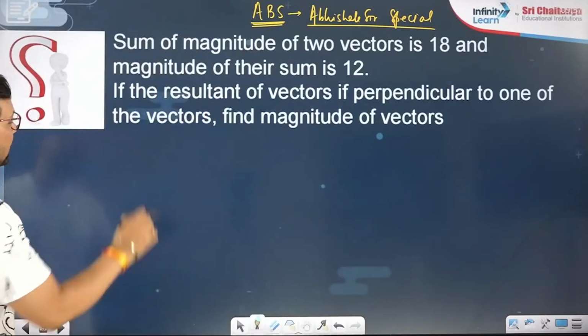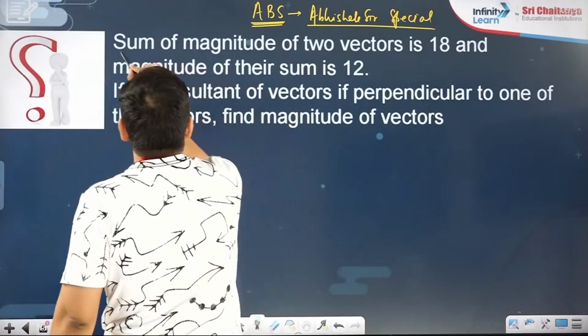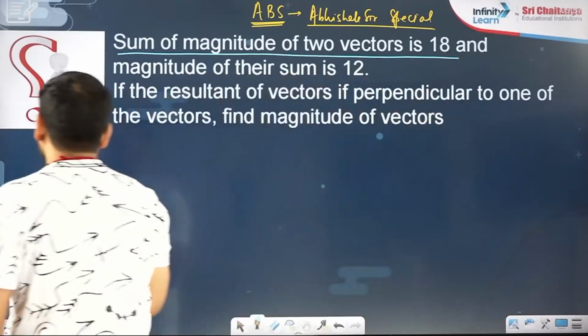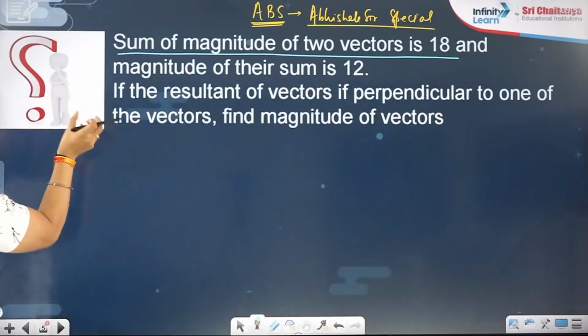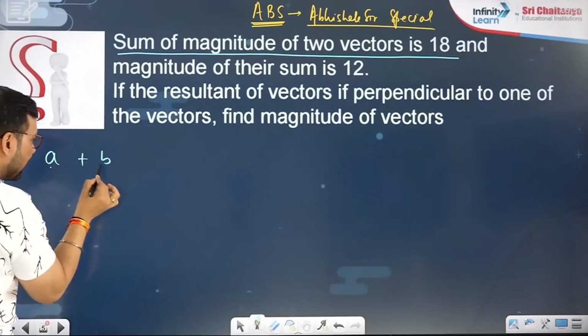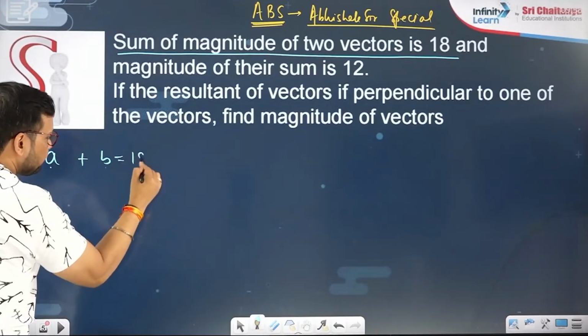Now understand this question. What is given? All of you please try. Sum of magnitude of two vectors is 18. Whose sum? Focus on the question. Whose sum? A plus B. Magnitude of A, magnitude of B. Sum of magnitude is 18.